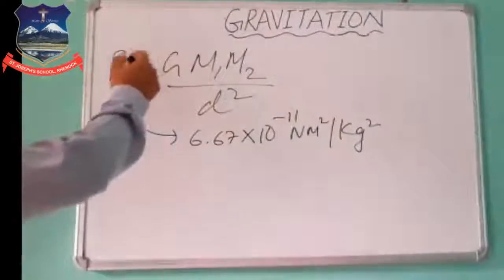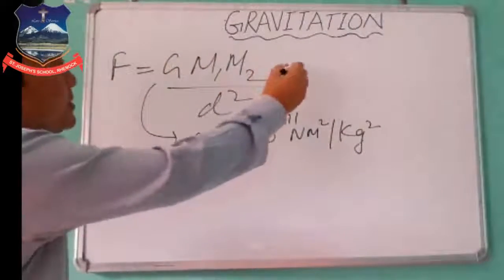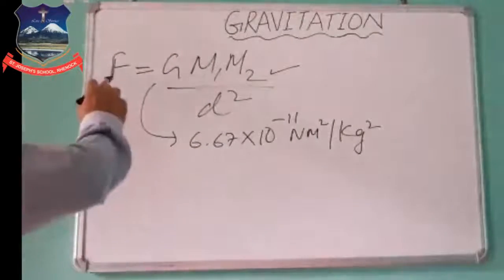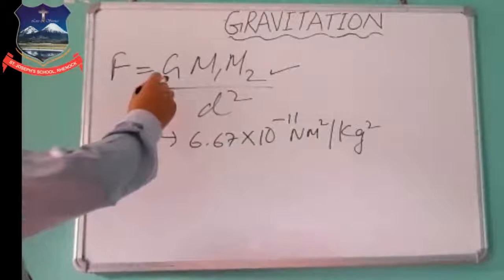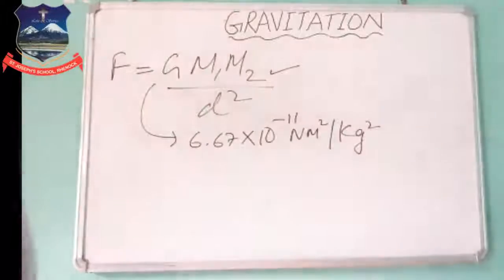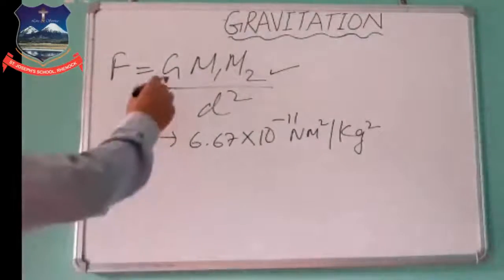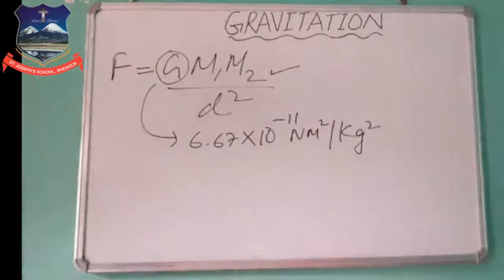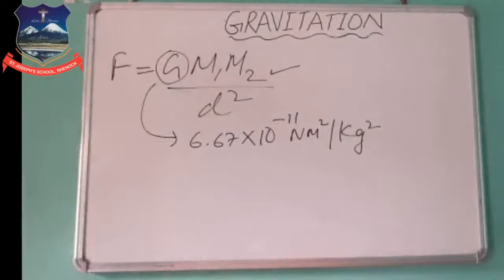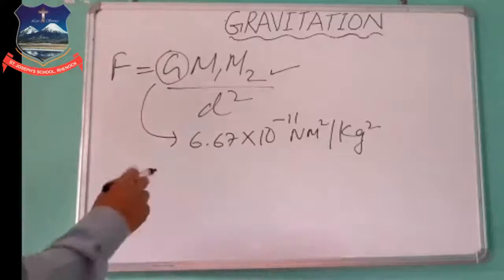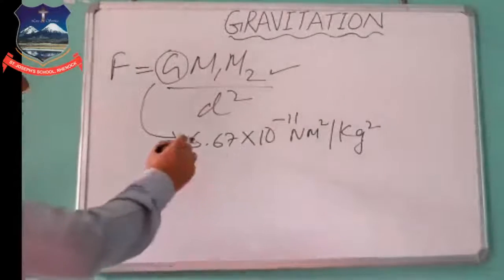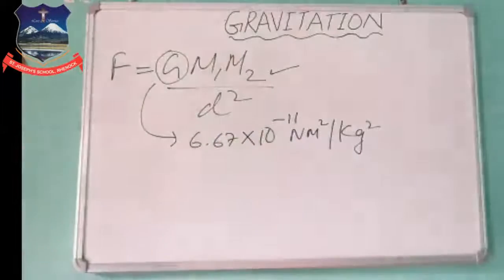Now from Newton's law of gravitation, we got this relationship: F equals G m1 m2 divided by d square, in which F is the gravitational force, G is the universal gravitational constant, m1 and m2 are the masses of two bodies, and d is the distance between the two bodies. This G is constant everywhere, and it is known as the universal constant because the value of G is the same everywhere.